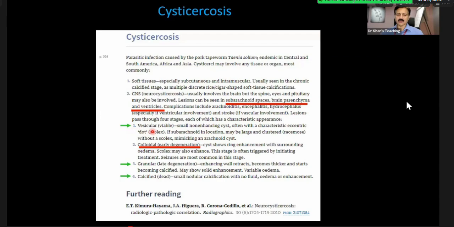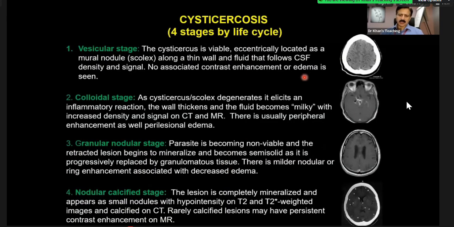There are 4 stages: vesicular, colloid, granular, and calcified. So let me explain to you. Basically, before I explain, for your interest, cysticercosis is endemic. It is the most widely distributed parasite in the world. So this is Taenia solium. The pig is the intermediate host, and human beings can become intermediate hosts through the feco-oral route or by drinking it and things like that. Eggs, I mean to say.